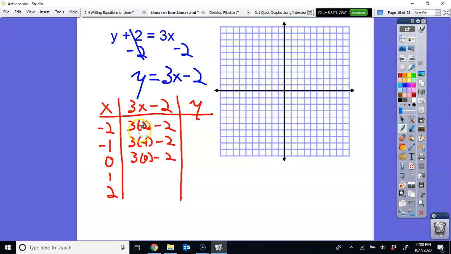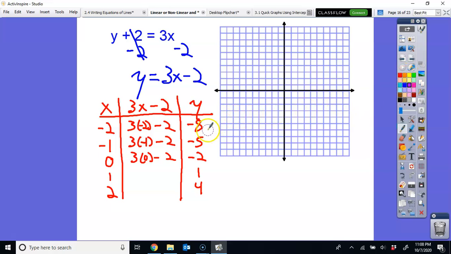You take the same pattern, the same thing that you're doing to x every time. So 3 times -2 is -6, minus 2 is -8. 3 times -1 is -3, -3 minus 2 is -5. 3 times 0 is 0, 0 minus 2 is -2. Then you would keep going. 3 times 1 is 3, 3 minus 2 is 1, 3 times 2 is 6, 6 minus 2 is 4. But I also noticed this, and this is a shortcut that you can use because if you know it's a line, you're going to see this happen.